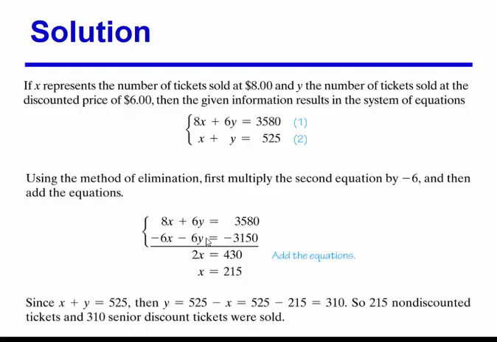So x plus y is 525. 8x plus 6y is equal to 3,580. So we're going to use the system. We're going to use elimination to solve this equation. So we multiply the second equation by negative 6, and then we add the equations.